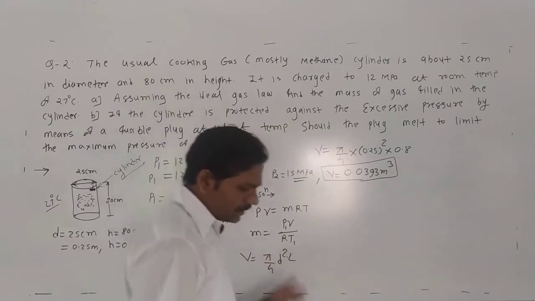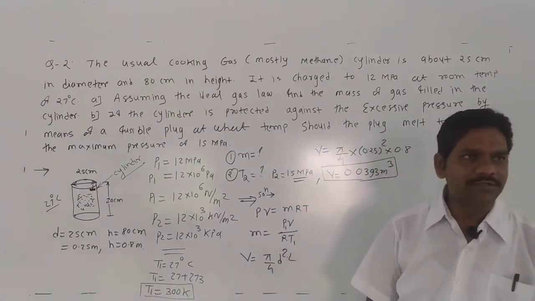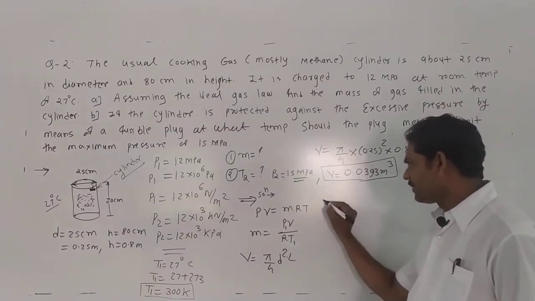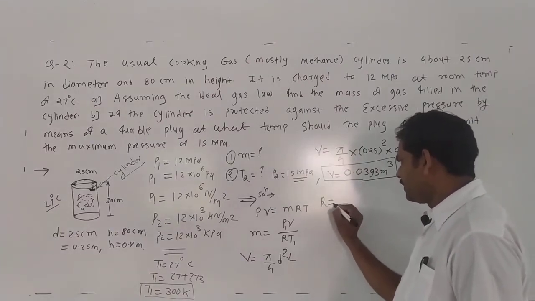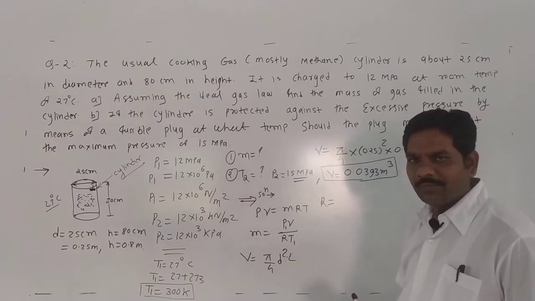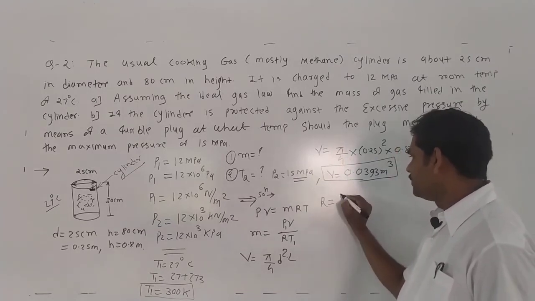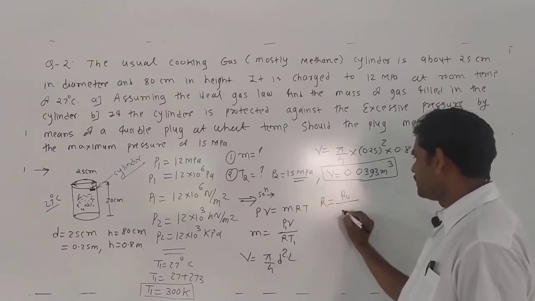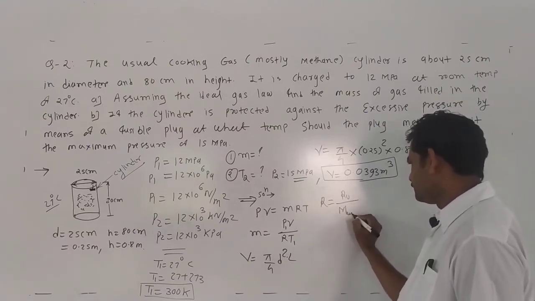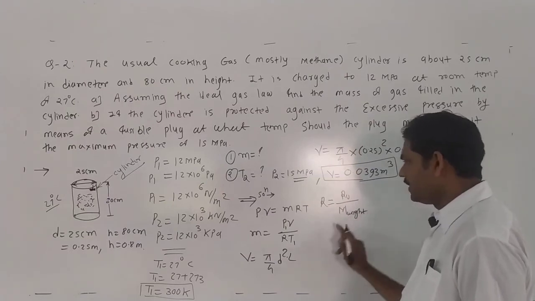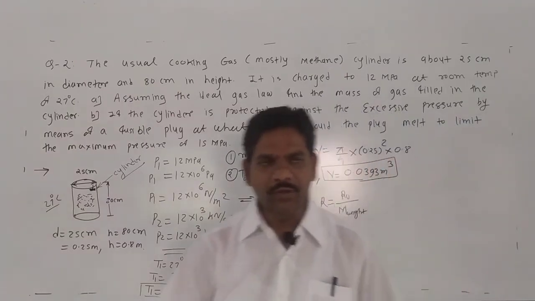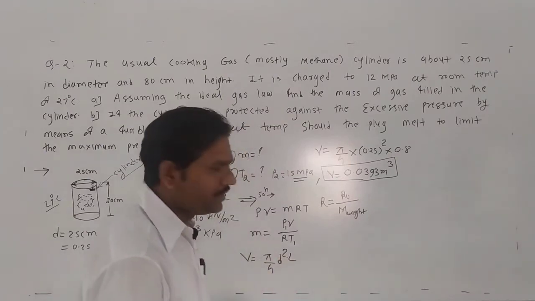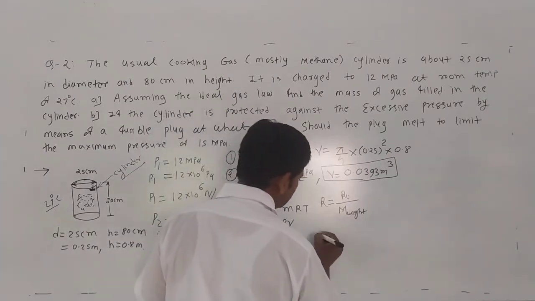Then another parameter required is the gas constant. So how to determine the gas constant of this methane gas? Very easy formula. We learned this formula during the derivations. R is equal to RU, universal gas constant, upon molecular weight. Do you remember this formula? Yes, we already learned this formula during the derivations. In SI units, we determine the gas constant R.